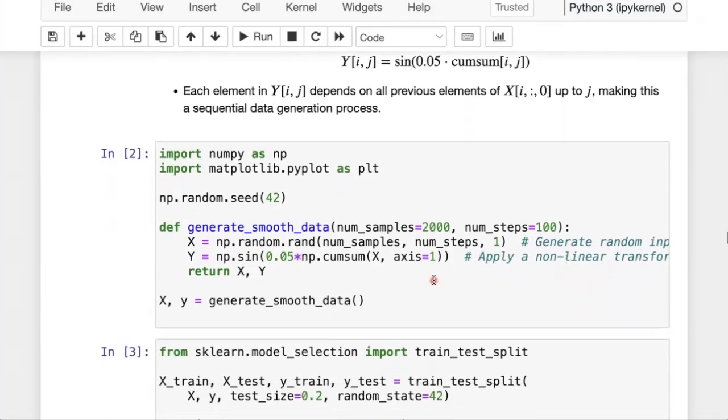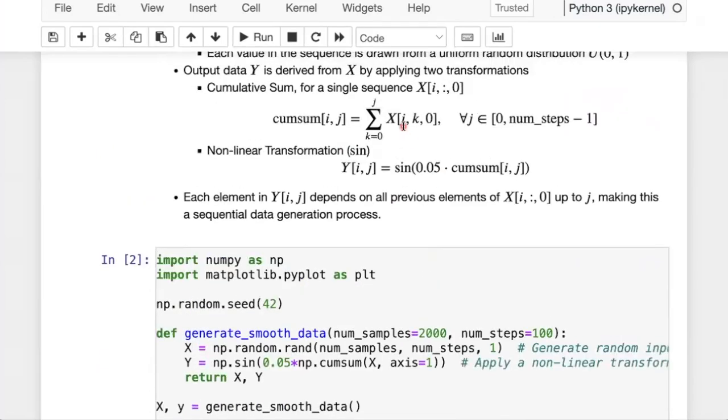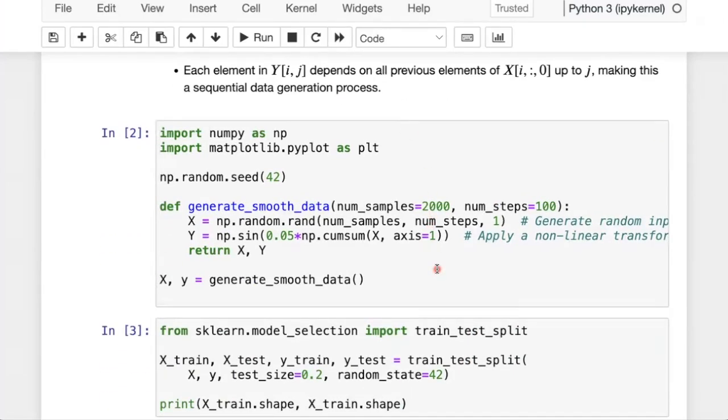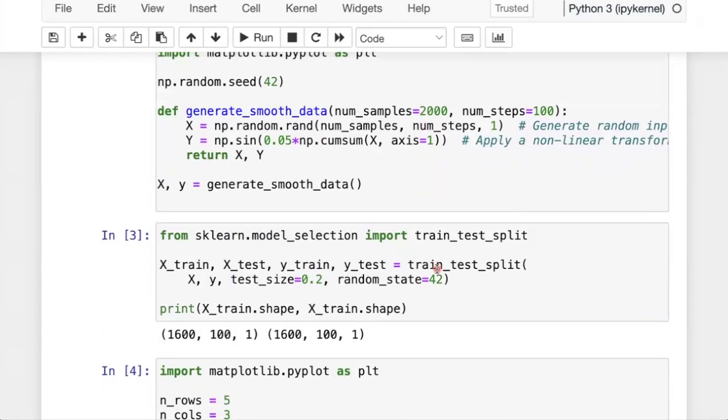So in order to create this data, we just do what we just mentioned. We create this x using the uniform distribution from 0 to 1. And then you can use this cumsum function for the cumulative sum. And then you apply this sine function, right? We want to do this across axis 1, because if you do it across axis 0, that'll be the first one, but that's not what we want, because for each sequence, you want to do this across the different number of inputs that we have for the time steps. So that's why we use axis equals 1. And so here we create these input-output pairs.